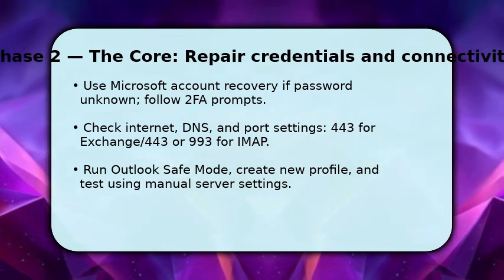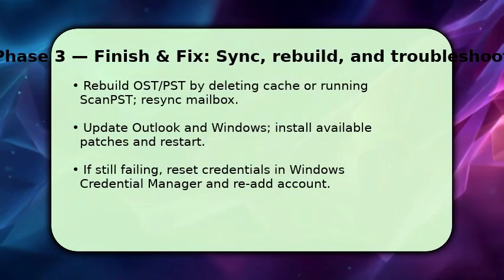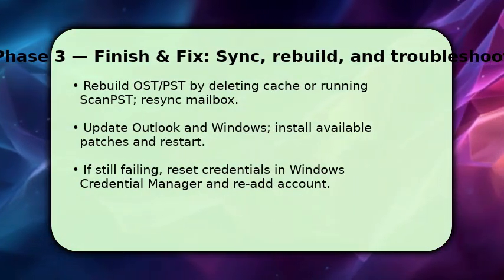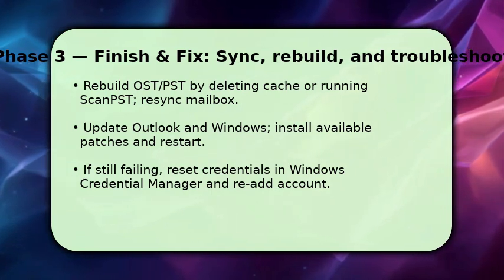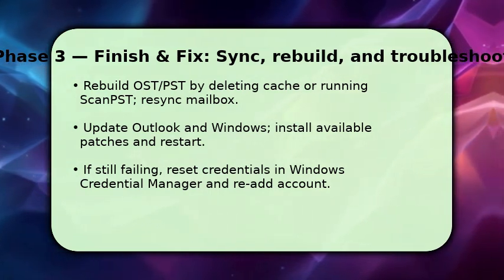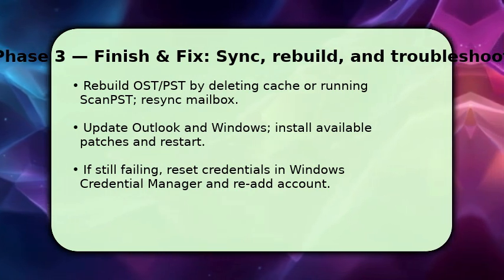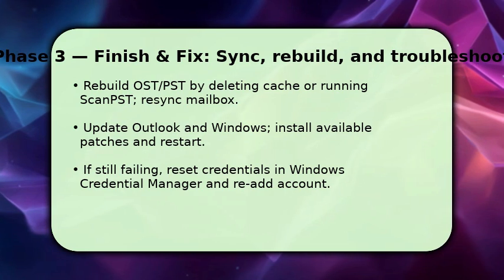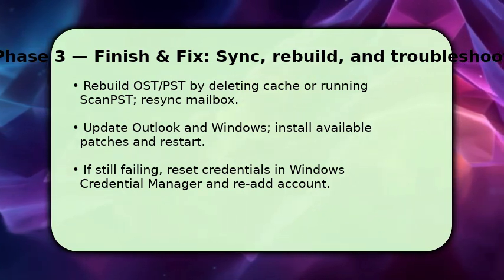Start by rebuilding the OST or PST, clear the cache or run scanpst to repair corrupt files, then let Outlook resync the mailbox so messages reappear. Make sure Outlook and Windows are updated. Patches often fix authentication bugs, so install updates and restart.